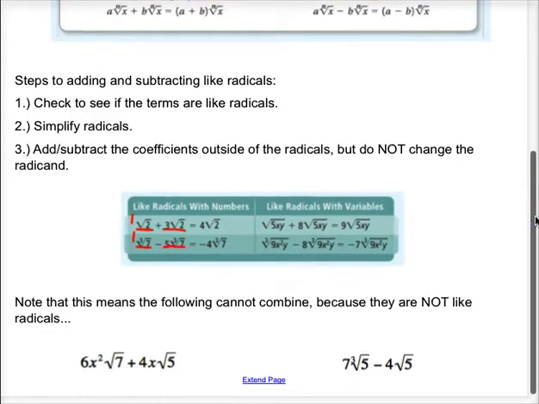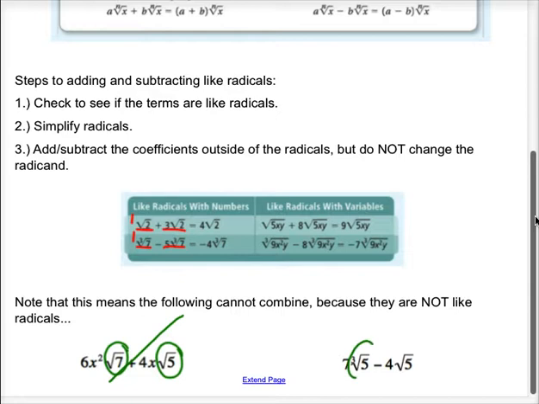Now to show you some examples of ones that don't work. All right, so right here, you can see square root of 7 and square root of 5. In this case, those two terms cannot combine because they have a different radicand. They have a different value inside the square root. So these are not like radicals and cannot combine.